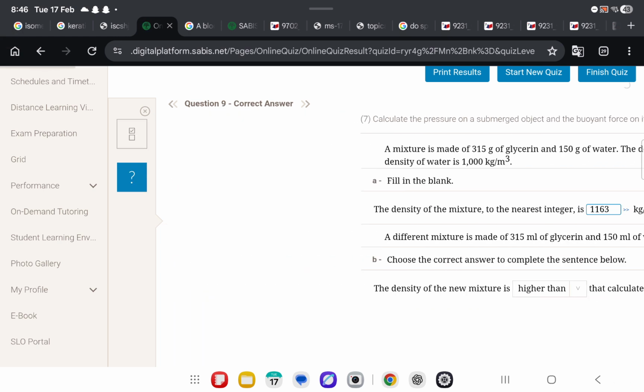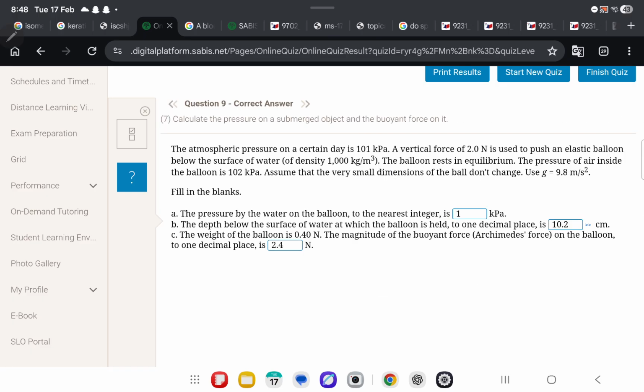Moving to question 9. For question 9, what do we know? We didn't even read anything. The atmospheric pressure on a certain day is 101 kilopascal. A vertical force of 2 newtons is used to push an elastic balloon below the surface of water. Density 1000 kilograms, you should know that. The balloon rests in equilibrium. The pressure of air inside the balloon is 102 kilopascal. Assume that the very small dimensions of the balloon don't change. Use g equals 9.8 meters per second squared.